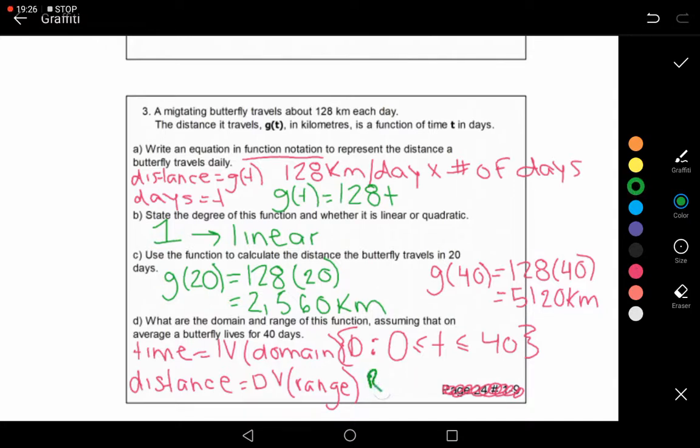Okay, so obviously, I don't have a whole lot of room here, but I'll just write over. For our range, a butterfly can't travel negative, so it's going to start at 0, less than or equal to g of t, because that's what represents our distance, which is less than or equal to the maximum amount they can travel, 5,120 kilometers. So that is our domain and range for this word problem.